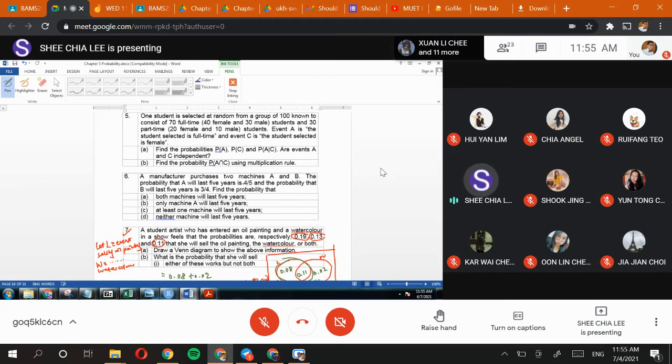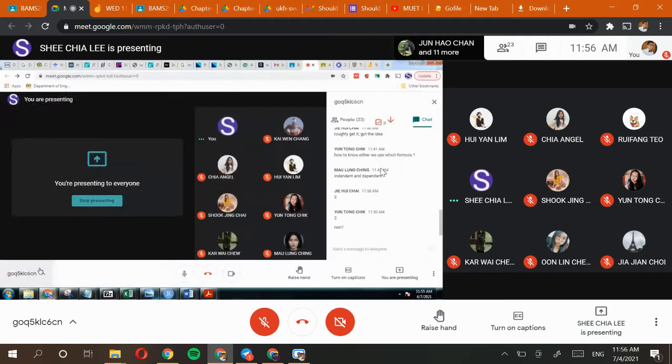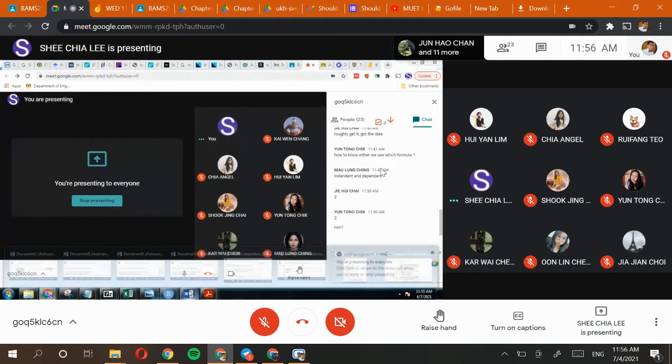Therefore, here if they said the machine can last 5 years is 4 over 5, so probability machine A can last 5 years is 4 over 5. So cannot last 5 years will be 1 over 5. This one clear? Okay, 4 over 5 is can last, 1 over 5 cannot last. Probability B can last is 3 over 4. Probability B cannot last is 1 over 4. This one clear? Okay, class? Get the idea?